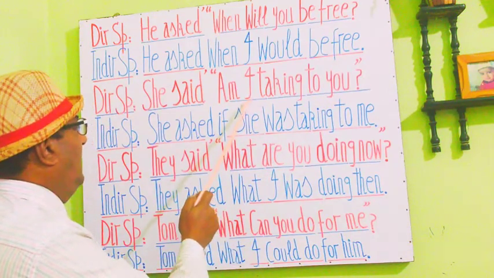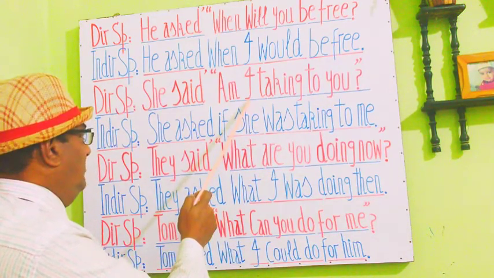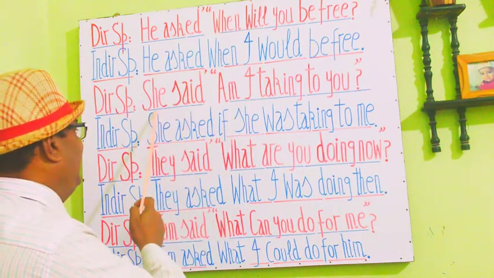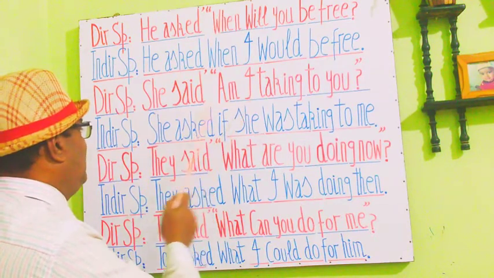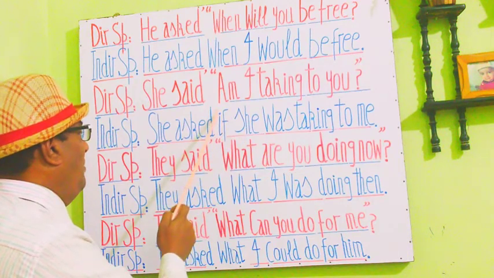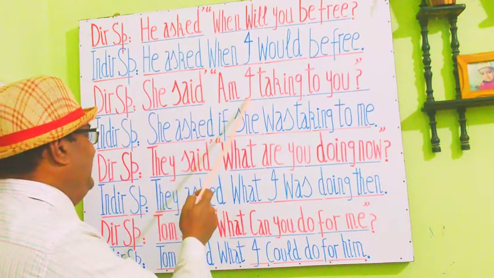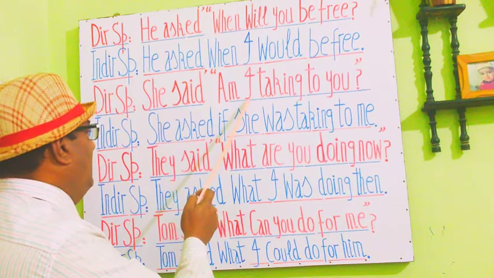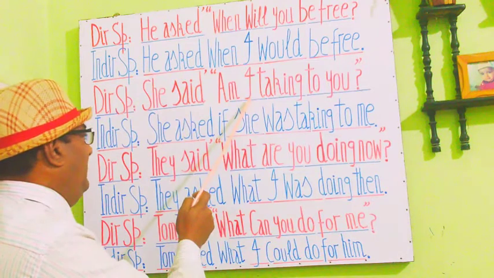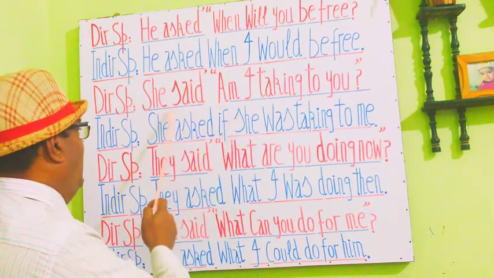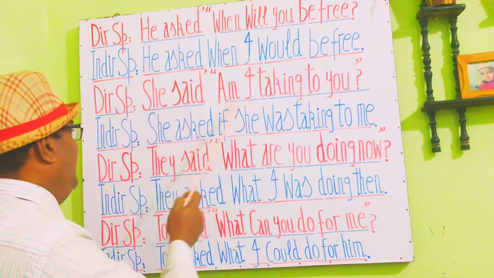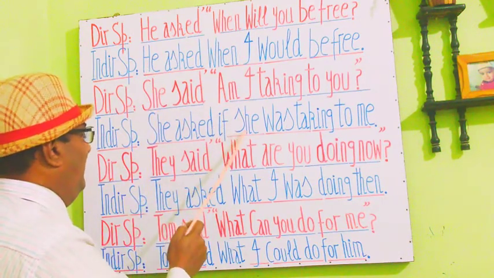Again we see that "I" is the first person, and by rules "I" should be changed by the outer subject, that is "she." So "I" is replaced by "she." We will write here "she" after "if" and after removing the commas. We have to change this first person "I" by the outer subject, that is "she." So "I" is replaced by "she." We will write here "she."